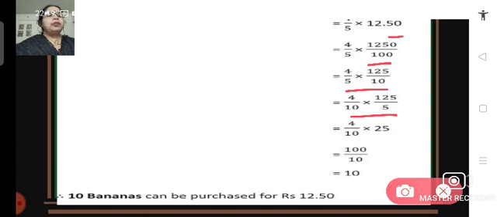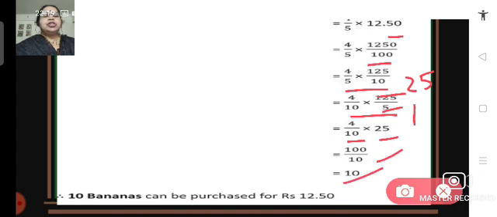So it becomes 4 upon 10 multiplied by 25, isn't it? 5 ones are 5 and 5 25s are 125. So it becomes 4 upon 10 multiplied by 25. So 4 into 25 becomes 100. So we get 100 upon 10, which means 10. So the number of bananas which can be purchased for rupees 12.50 is 10.